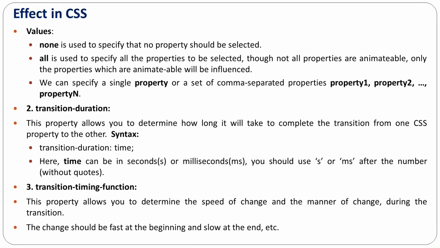The next is transition-duration. This property allows you to determine how long it will take to complete the transition from one CSS property value to another. The syntax of transition-duration is simple. We have to provide the time in seconds or milliseconds, so within that time it will complete the transition. The third property is transition-timing-function. This property allows you to determine the speed of change and the manner of change during the transition. For example, the change should be fast at the beginning and slow at the end.